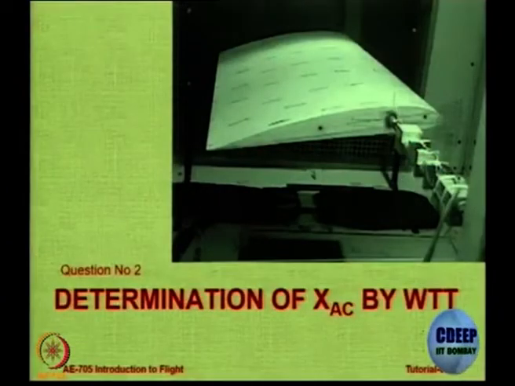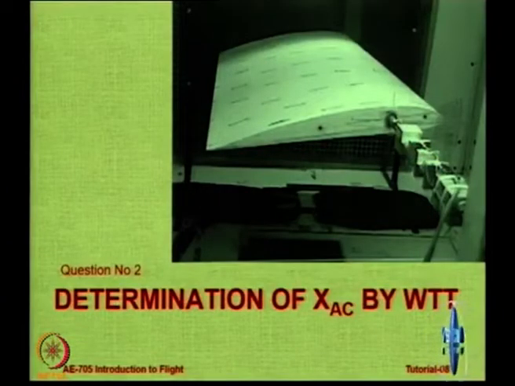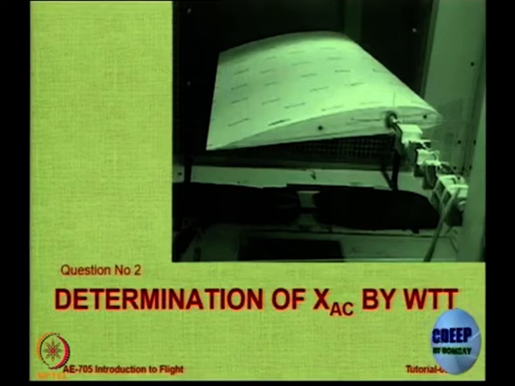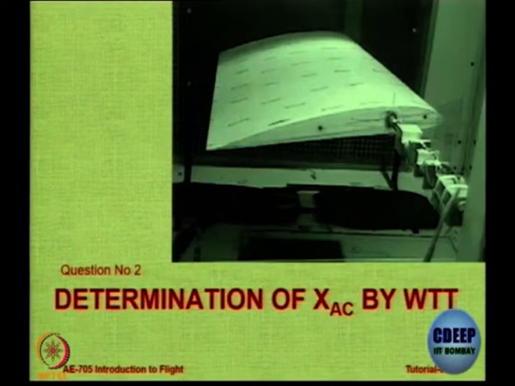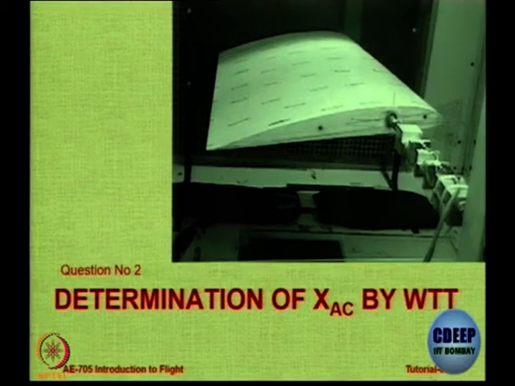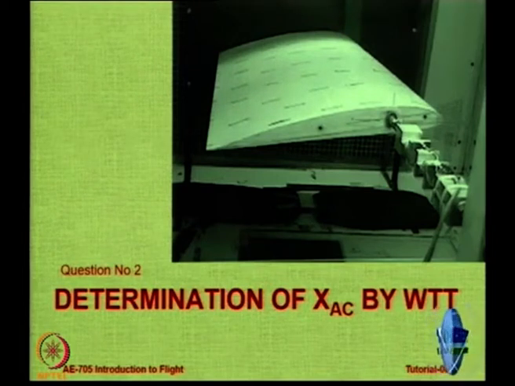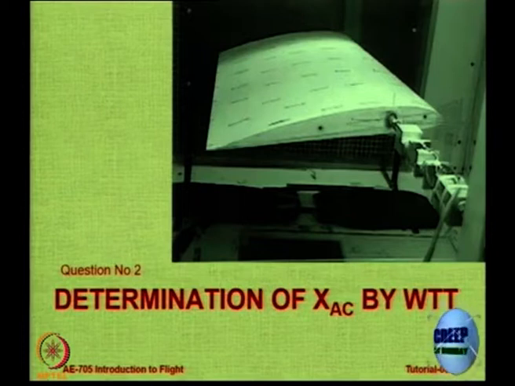Okay. So, a lot of time we use wind tunnel testing. WTT is wind tunnel testing to determine all these parameters. So in wind tunnel testing, basically we make a model of the aircraft. In this case, it is a wing, and we put it in the wind tunnel, and there is something called a wind tunnel balance.